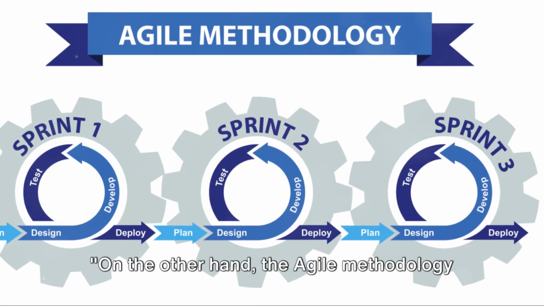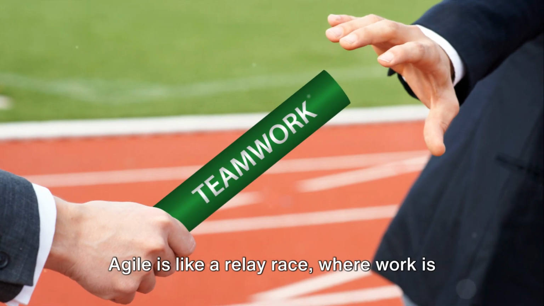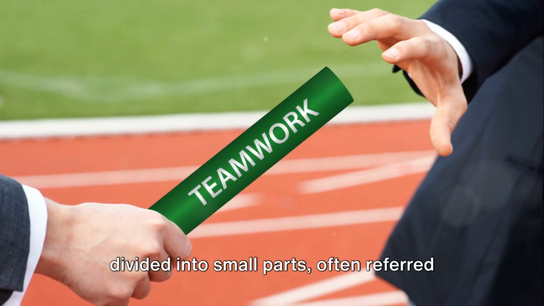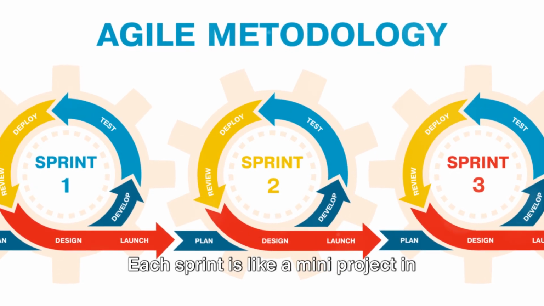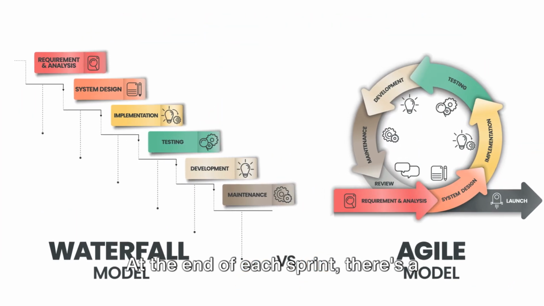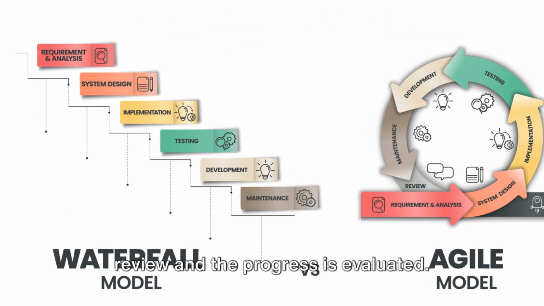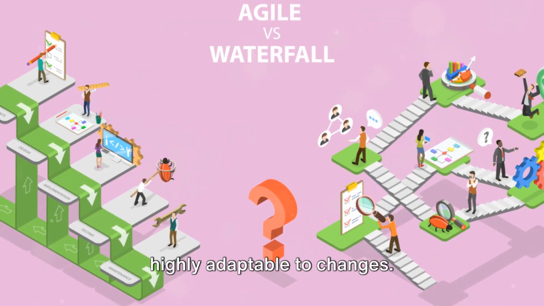On the other hand, the Agile methodology thrives on flexibility and collaboration. Agile is like a relay race where work is divided into small parts, often referred to as sprints. Each sprint is like a mini project in itself, with defined goals and deliverables. At the end of each sprint, there's a review, and the progress is evaluated. This iterative process allows Agile to be highly adaptable to changes.